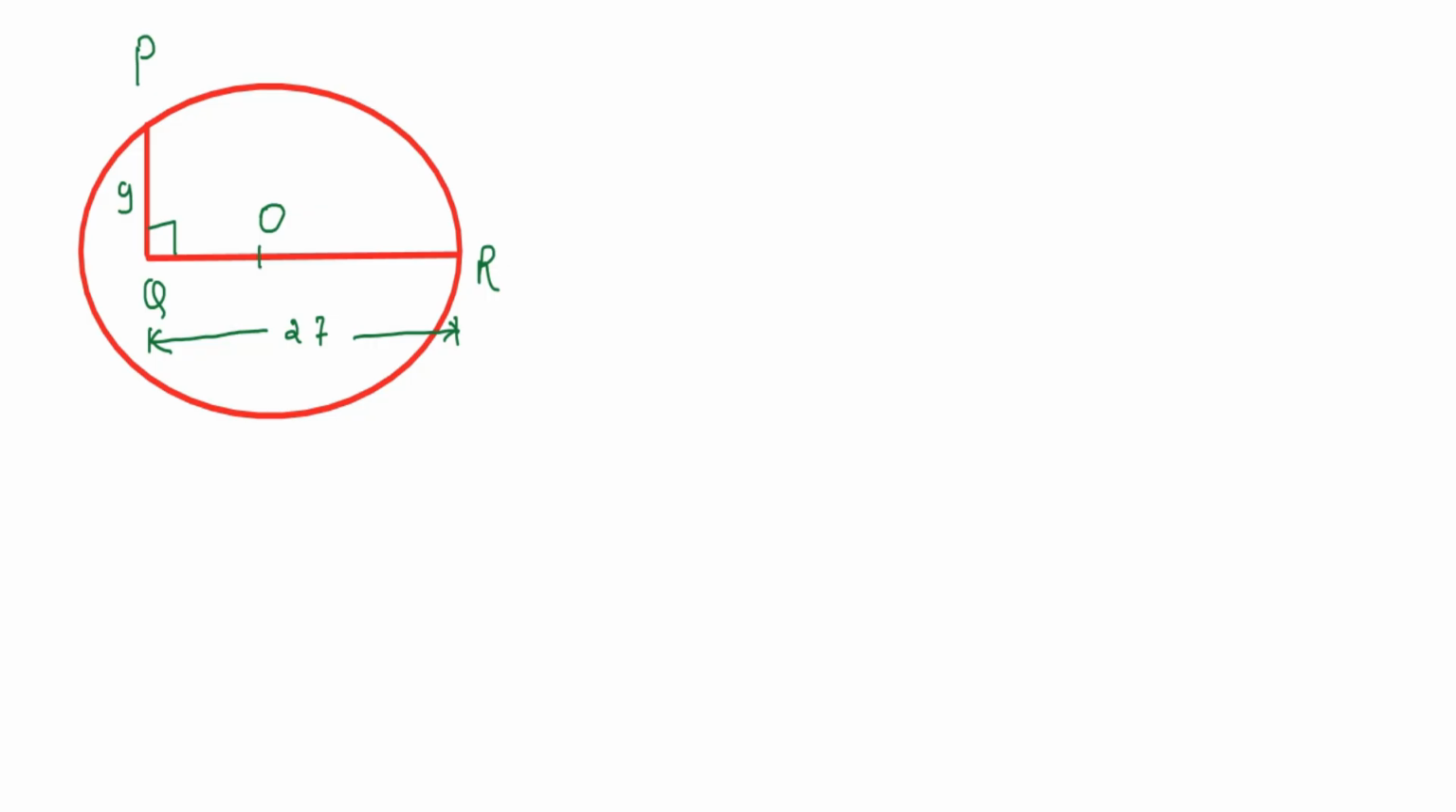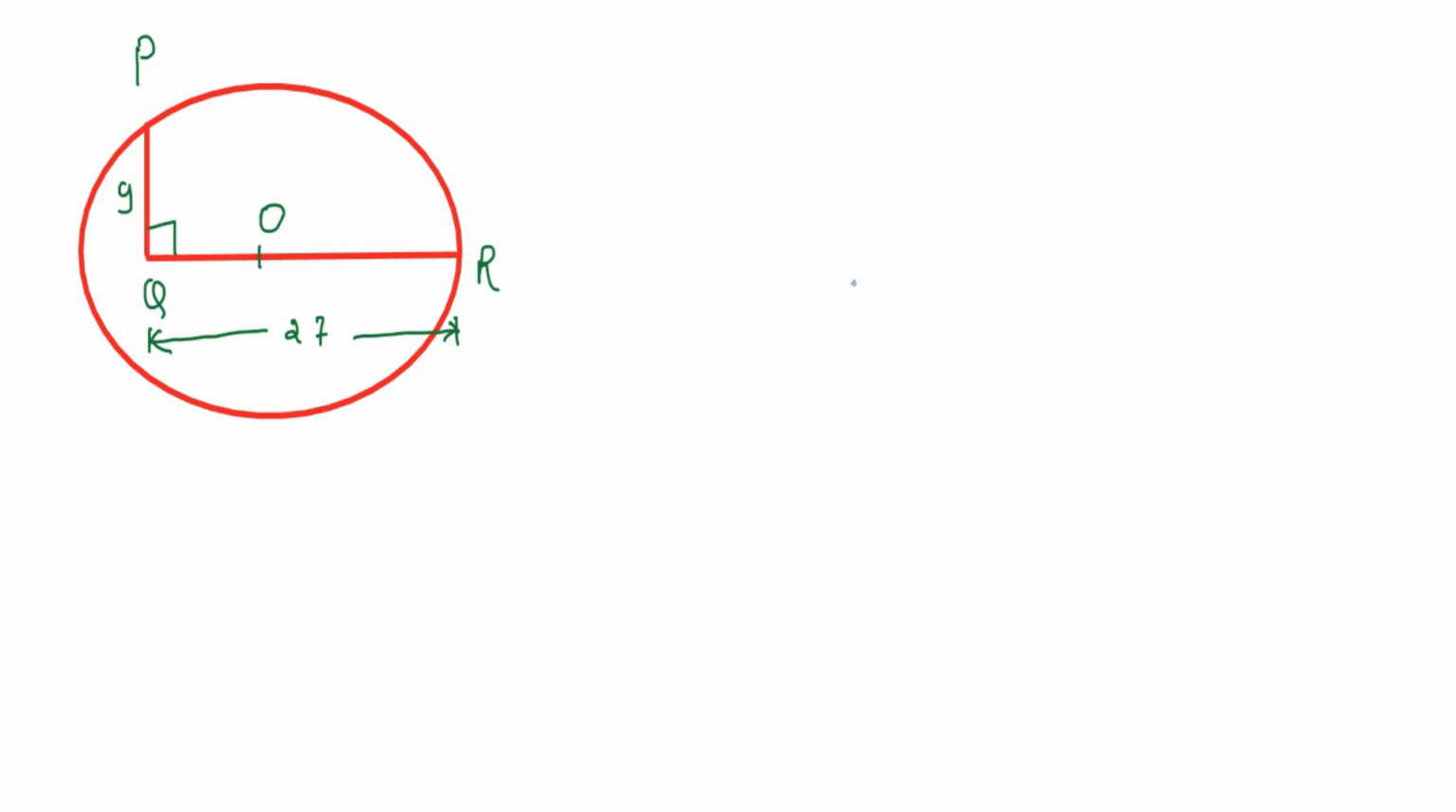In this question, the statement is that there are two perpendicular line segments PQ and QR. These two line segments intersect each other perpendicularly at Q. O is the center of the circle, and the lengths of PQ and QR are 9 units and 27 units respectively, and we have to find the radius of the circle.